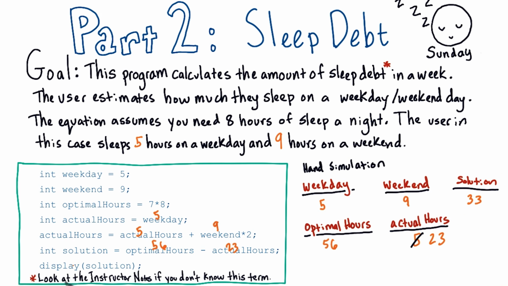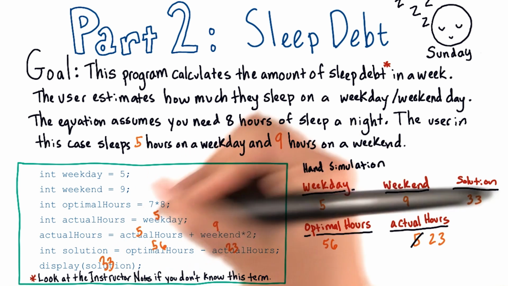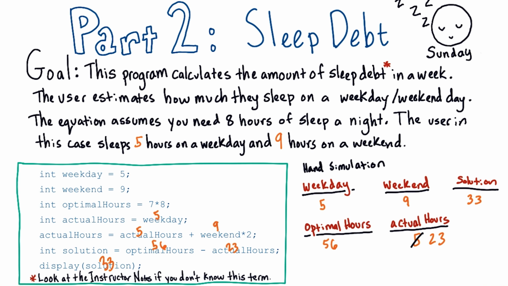Okay, and then we move on to the next and final line, which says display solution. So we can look over here to see what the value of solution is, which is 33. So it is going to display the number 33. So that is how I, or you, or anyone could figure out what this program just did.